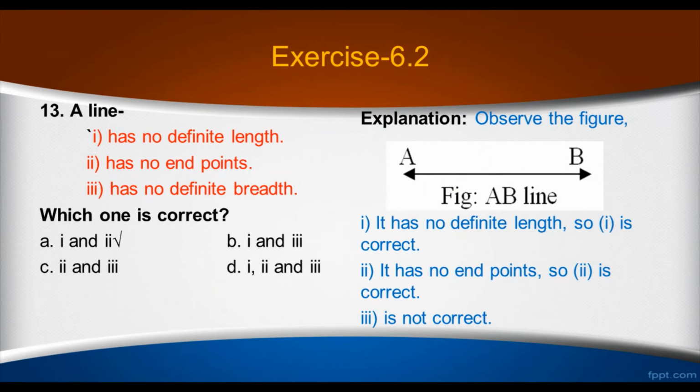So that is question number 13, my dear students. A line has no definite length, has no end points, and has no definite breadth. Which one is correct? Answer A is correct, 1 and 2. And I hope from the figure it is so much clear. Observe the figure, it has no definite length. So 1 is correct, 2 is also correct, and 3 is not correct.